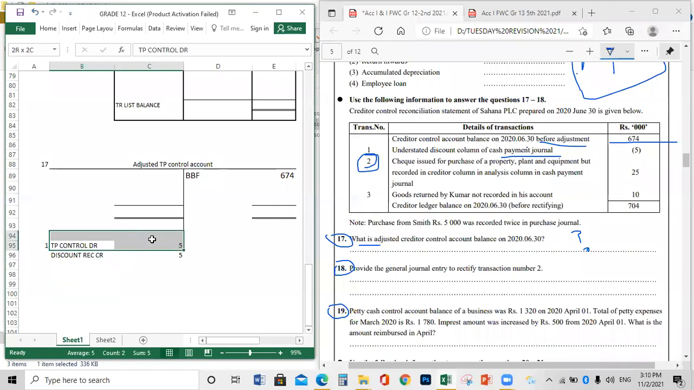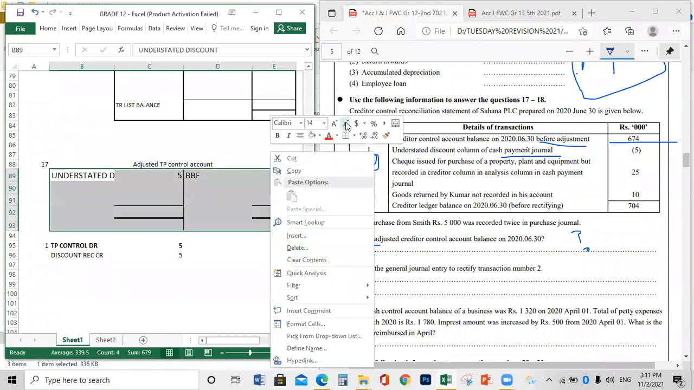So now, guys, go and record. They are asking you the adjusted trade payable. So you have to record this and then go to your trade payable control account and say understated discount. That is going to be how much? 5,000. Okay, understated discount is 5,000.